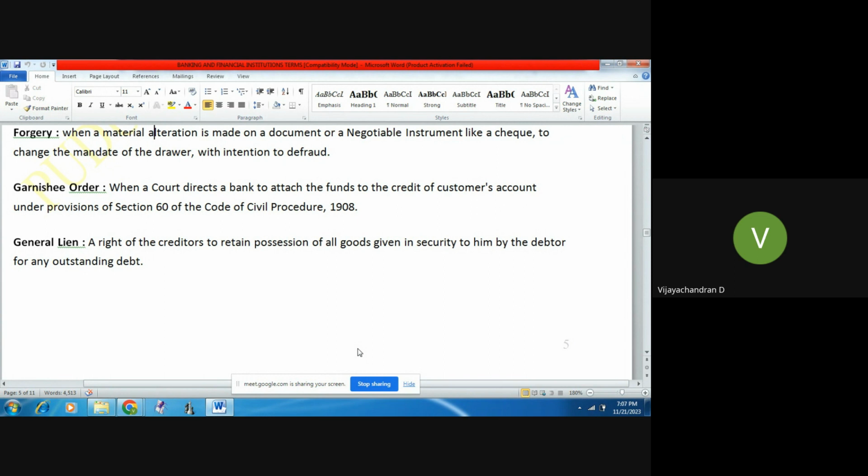Lien, I told you, no? Lien means a right to retain your collateral security. If there is any collateral security, that will be retained. That is the right of the creditor to retain the possession of the goods, documents, property, assets. Suppose with the collateral security of jewels, by pledging jewels, you are getting money, and you are not able to pay the money within the time. Yes, the lender has a right to retain the possession of the jewels, gold. That is known as lien.